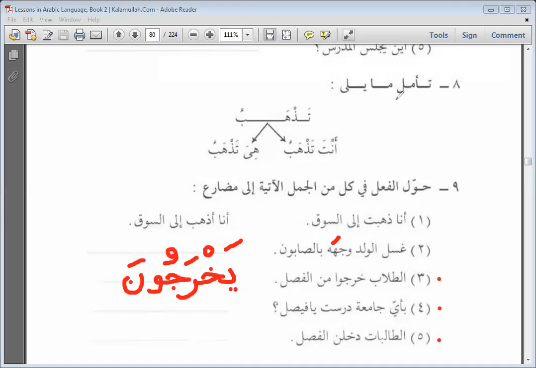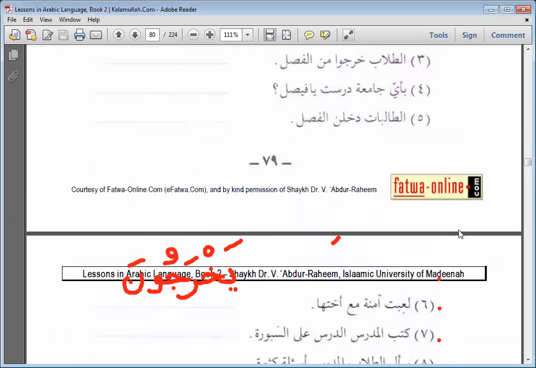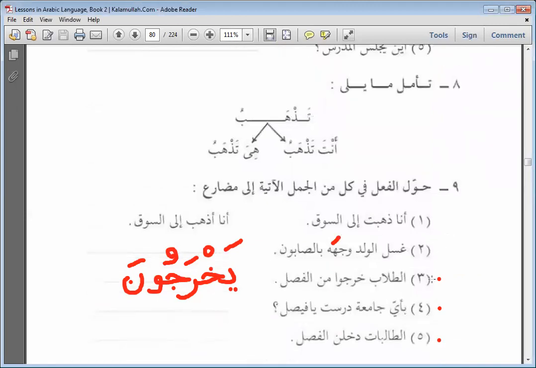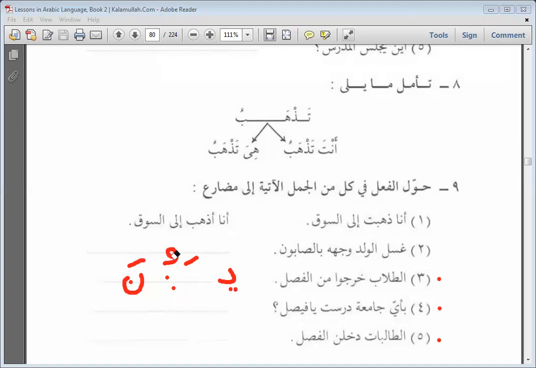رقم 5. Anybody else want to try? Anybody at all? الطالبات يدخلن الفصل. لا، الفصل. نعم. الطالبات يدخلن.